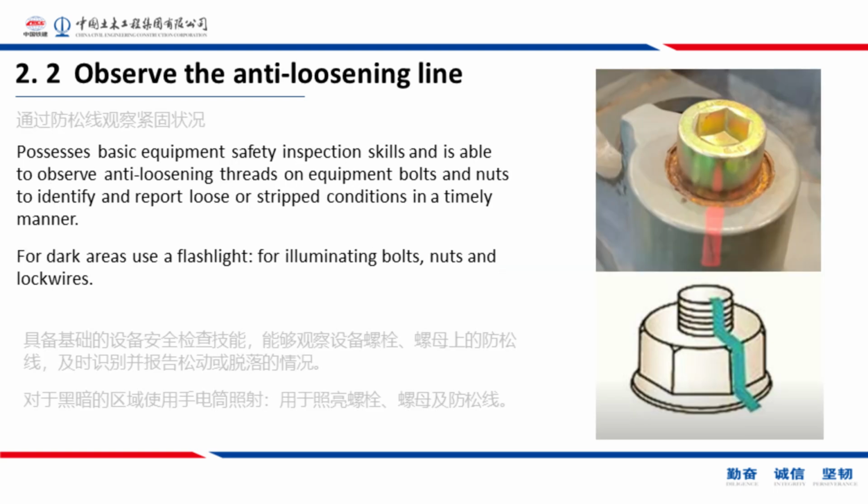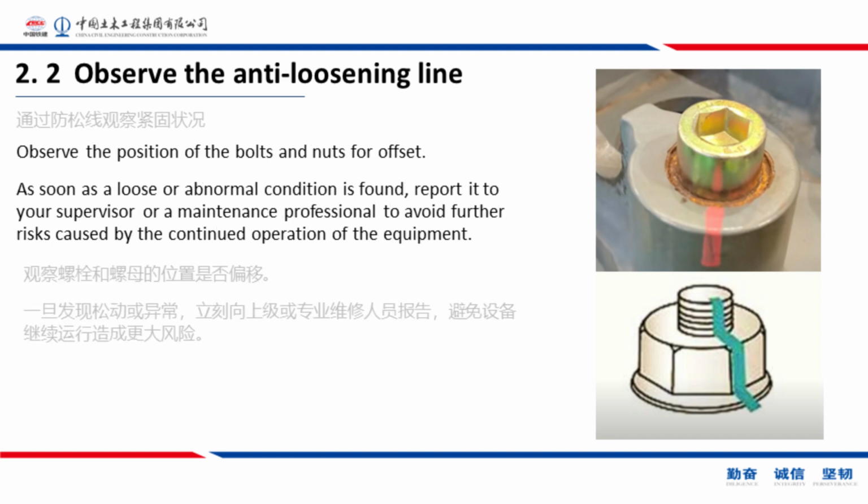PPT 18. 2.2 Observing the anti-loosening line. Possesses basic equipment safety inspection skills and is able to observe anti-loosening threads on equipment bolts and nuts to identify and report loose or stripped conditions in a timely manner. For dark areas, use a flashlight for illuminating bolts, nuts and lock wires. PPT 19. Observe the position of the bolts and nuts for offset. As soon as a loose or abnormal condition is found, report it to your supervisor or a maintenance professional to avoid further risks caused by the continued operation of the equipment.